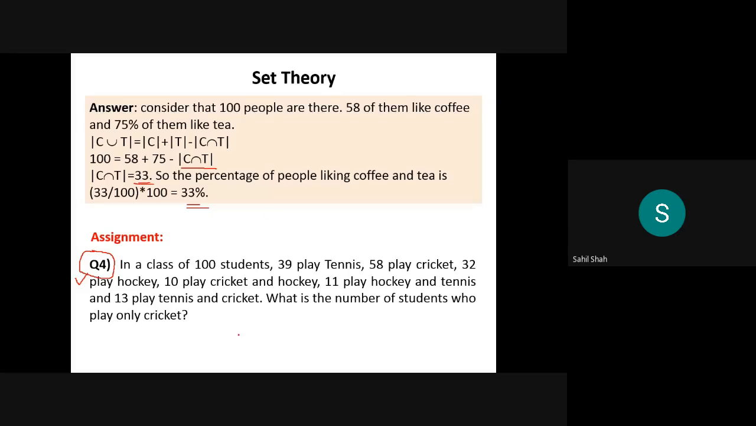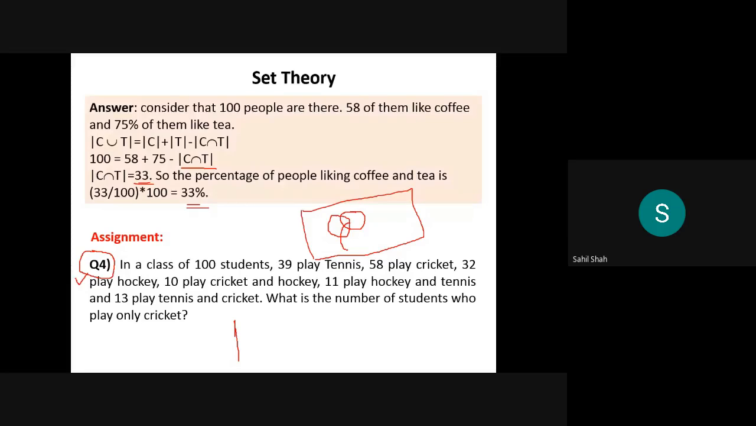At least can you tell me what is the symbolic form that we want? What is the number of students who play only cricket? Let A denote students who play cricket, B denote students who play tennis, C denote students who play hockey, and so on. In terms of a Venn diagram, I will show you what to find. So this is my Venn diagram. This one is hockey, this one is tennis, and this one is cricket.